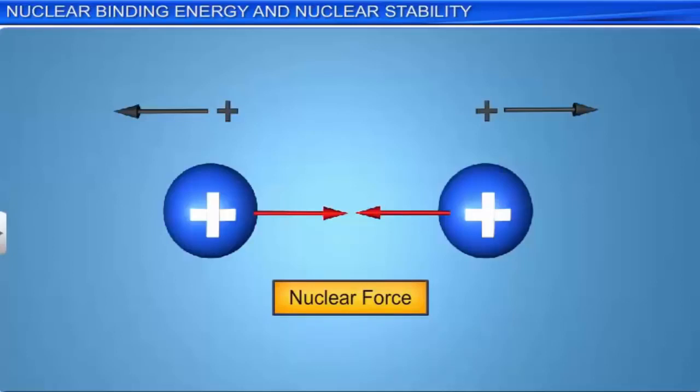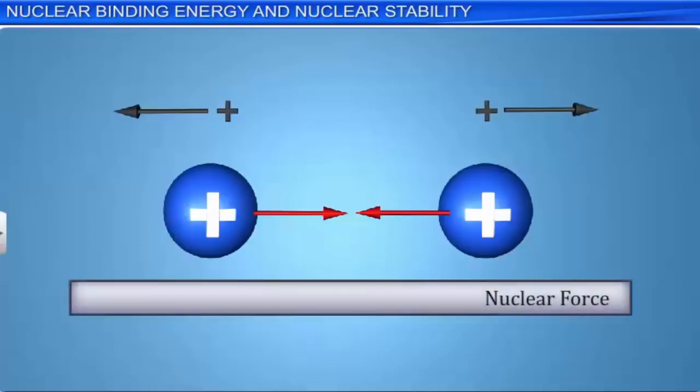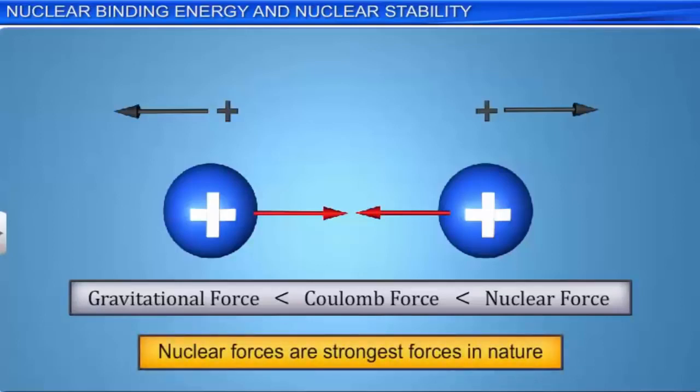Nuclear force has to overcome the Coulomb force between protons and keep them together. So, nuclear force must be stronger than Coulomb force. As gravitational force is weaker than Coulomb force, we can conclude that nuclear force is stronger than both Coulomb and gravitational force. Therefore, nuclear forces are the strongest forces in nature. This can be observed from a graph of nuclear force versus distance between nucleons.